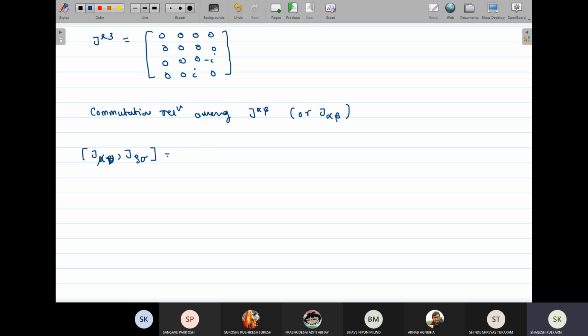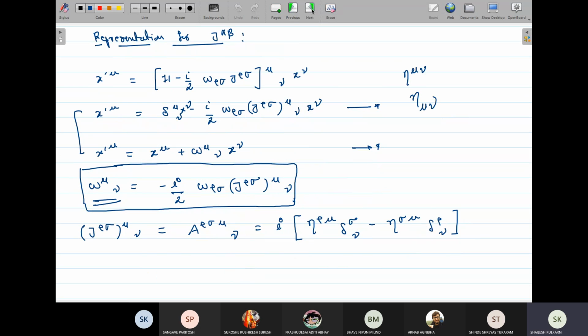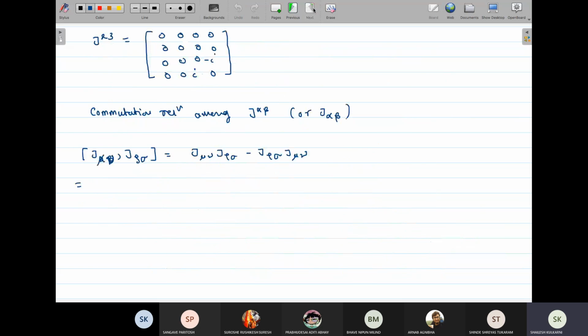So let us evaluate this. By definition of commutator, it will be J mu nu J rho sigma minus J rho sigma J mu nu. Now you substitute, we know what is J mu nu. Basically you have to use this form. So this is what we are going to do.